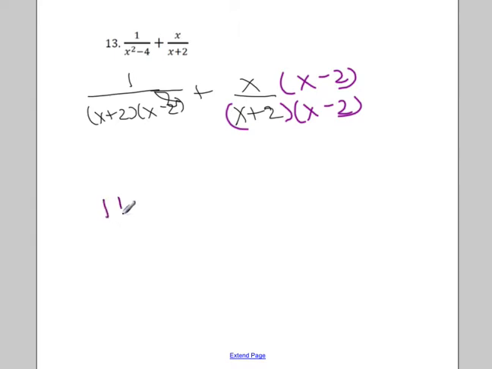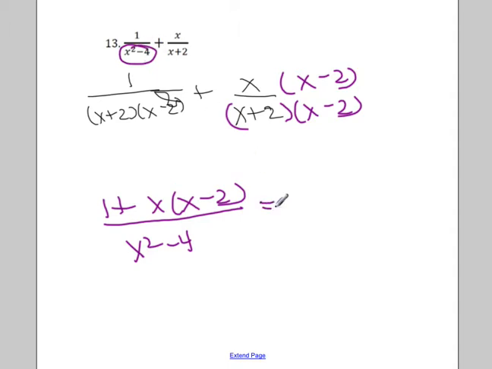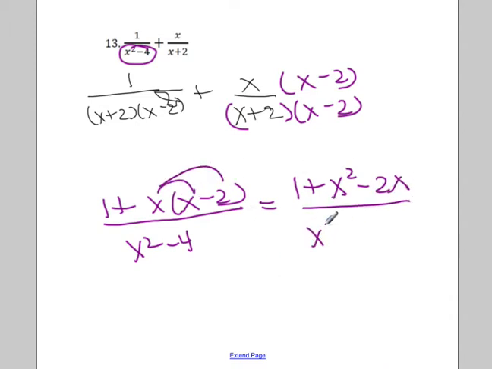So I would have 1 plus x times x minus 2 all over, okay, I'm going to rewrite it as x squared minus 4, because if I were to FOIL that out, I would get back to my difference of perfect squares. And so I would have 1 plus x squared minus 2x, and the way that is happening is from distributing this x, all over x squared minus 4. And then I'm going to write in standard form, so remember highest exponent to lowest exponent.